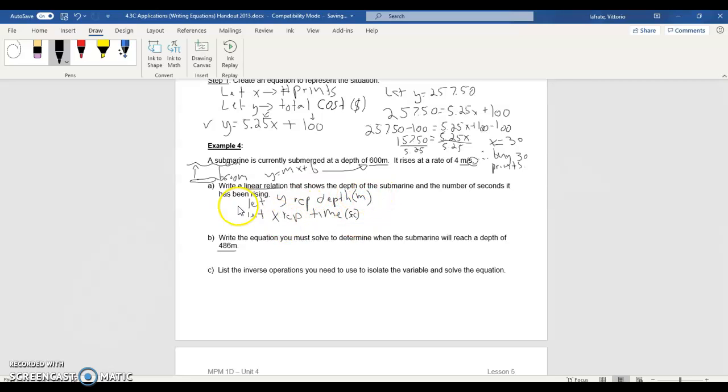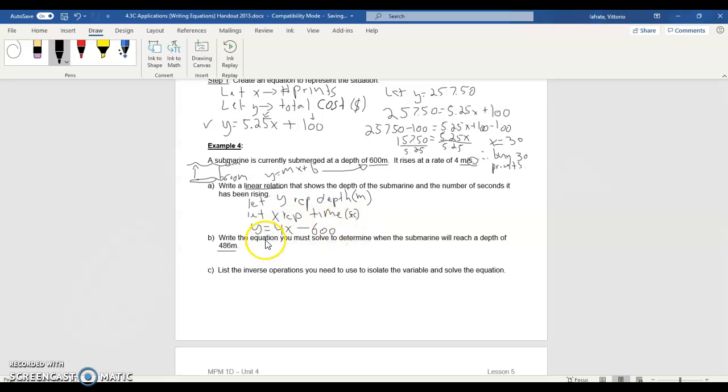And so our equation would look something like this. The depth is going to be y. Now I could have chosen a different letter. I could have chosen d instead. And then for time, I could have chosen t. It doesn't really matter as long as I define the variables properly. But our depth y is going to be equal to 4x, because we're going up 4 meters every second, so x is the number of seconds that go by, minus 600. Because we start off 600 below the water, which is why it's negative in that case.